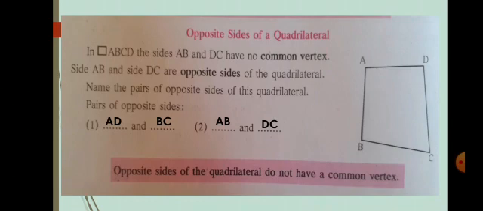Opposite sides of the quadrilateral do not have a common vertex. Adjacent sides have a common vertex. Opposite sides of a quadrilateral do not have a common vertex. You have to keep this in mind.